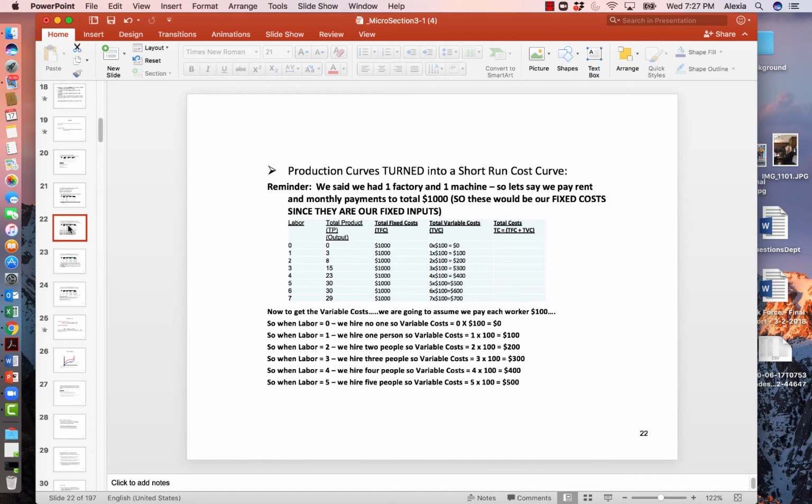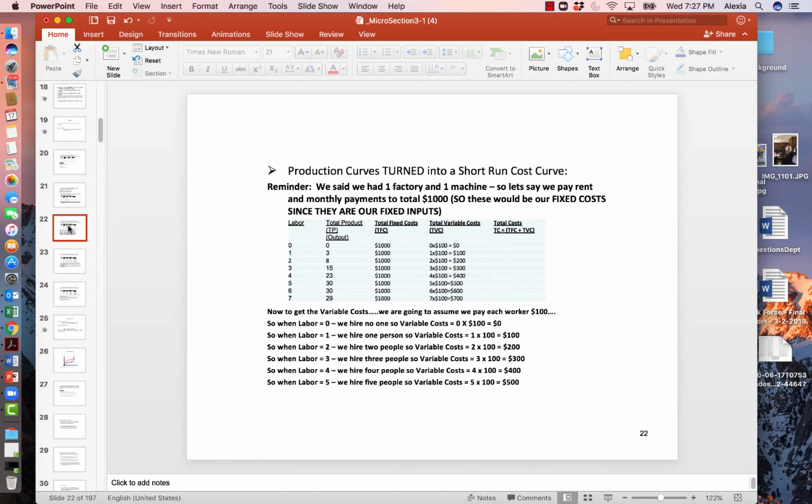So we have this column of fixed costs, which is a given. We're able to get our variable costs. Why? Because our product curve told us that for some number of variable and fixed inputs, this is the amount of output we can get. So we know now that for $200 in variable costs and $1,000 in fixed costs, we're going to be able to produce 8 units of output. You can't get that information if you don't know your product curves.